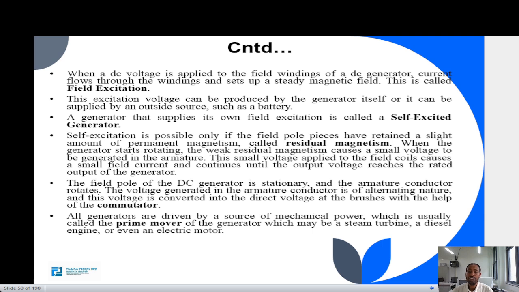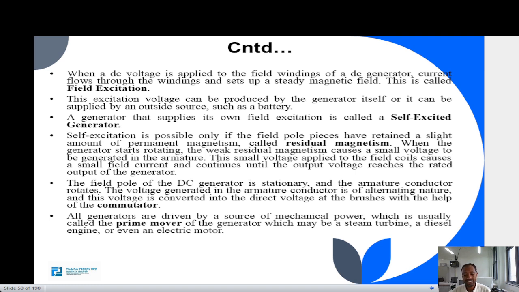As you know, the field pole of a DC generator is stationary, and the armature conductor always rotates. So it is a rotating part. The voltage generated in the armature conductor is of alternating nature. We'll see how it becomes alternating. The alternating voltage generated inside the DC generator will be converted into DC with the help of the commutator, as we have seen in the introductory part.